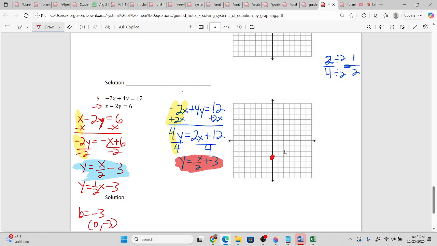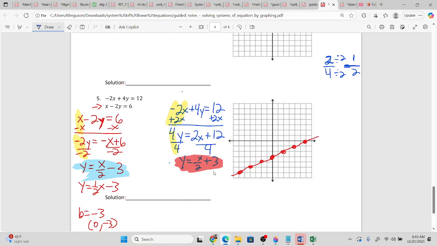Rise over run. So I go up 1 unit and then to the right 2. Up 1 unit to the right 2. And I keep repeating that. And then I can do the opposite. I can do a -1 over -2. So that's go down 1 unit and then go to the left 2. Down 1 unit, then to the left 2. So that's my line right there.